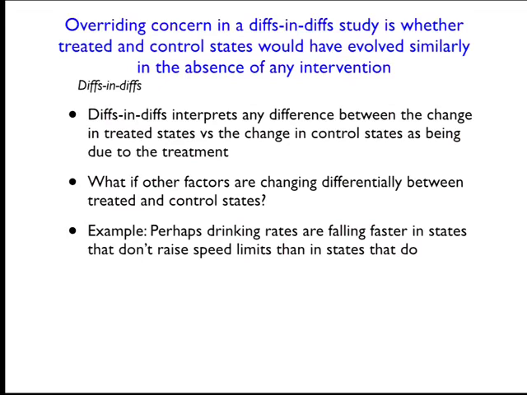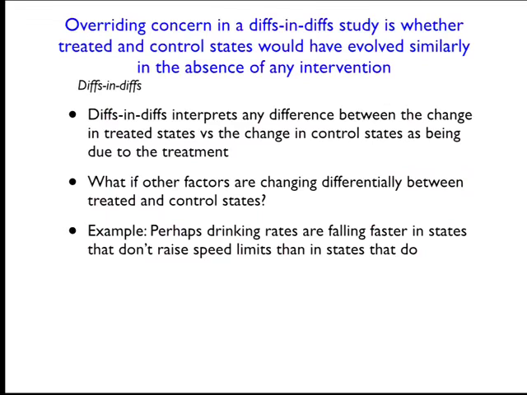And that would be correct as long as there weren't any factors changing in the control states behind the scenes that weren't evolving similarly in the treated states. So if there were a reduction in drinking rates in the control states that wasn't mirrored in the treated states, then that would be the explanation for why you observed this reduction in traffic fatalities in the control states.